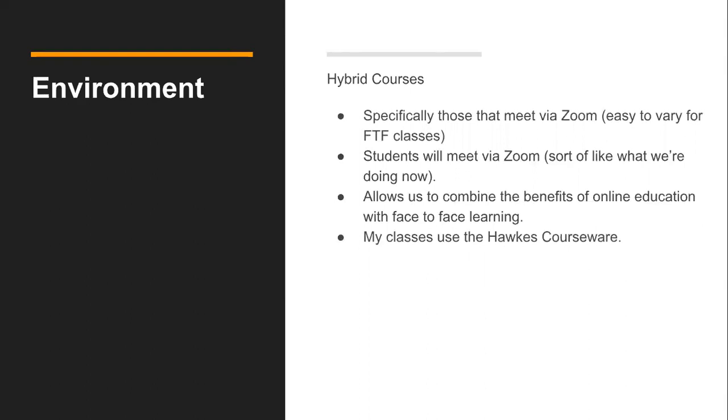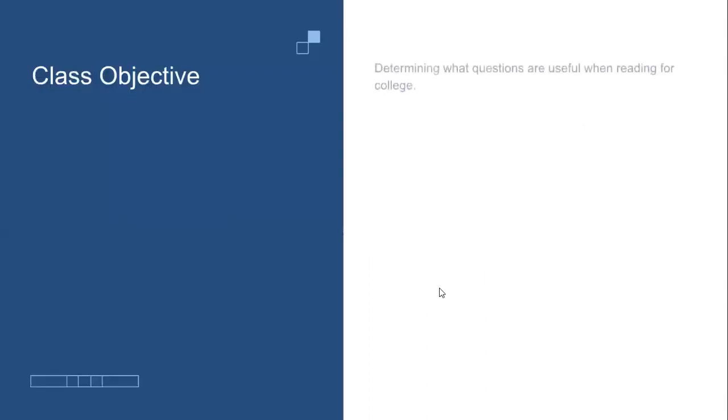And it's okay. So the objective for this particular video will be determining what questions are useful when reading for college. Because a lot of times my students are either coming directly from a K-12 environment, or a lot of them are actually enrolled in what's called early middle college in Michigan. I know a lot of states are moving to that.